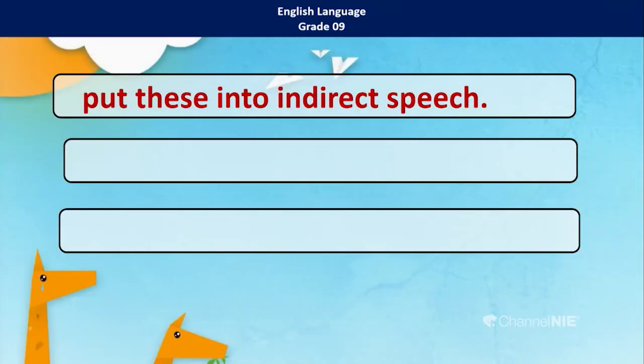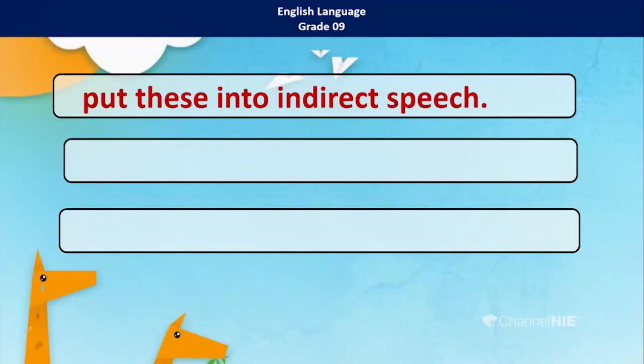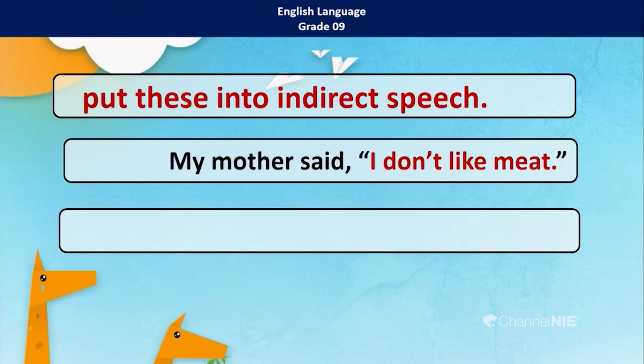And then with this basic knowledge of direct and indirect speech, now we'll look at some small task for you. Okay? Right, you're ready? All right, look at the board now. Put these into indirect speech. You're going to put these sentences into indirect speech. This is my sentence. Ms. Niranji? My mother said, I don't like meat. What did your mother say? I don't like meat.